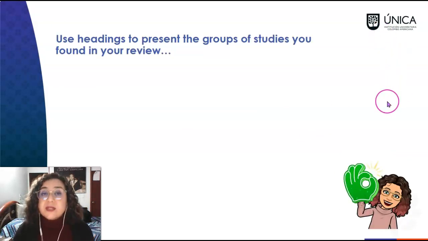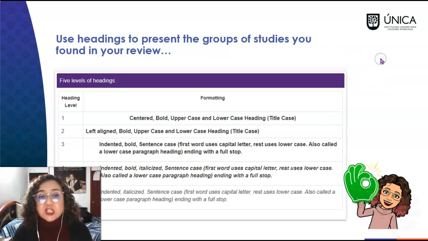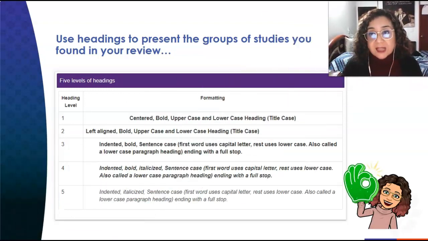Okay, so use headings to present the groups of studies you found in your review. And remember, here we need to use the headings according to APA style. As I showed you once in class, these are the headings that you are going to be using. Level 1 is centered, bold, uppercase and lowercase heading. Number 2 is left aligned, bold, uppercase, etc. So you follow this. There's no numbering in APA, so just use this heading formatting.